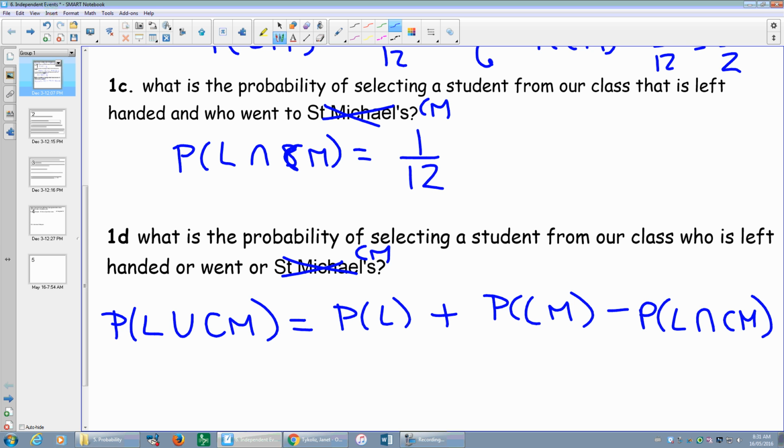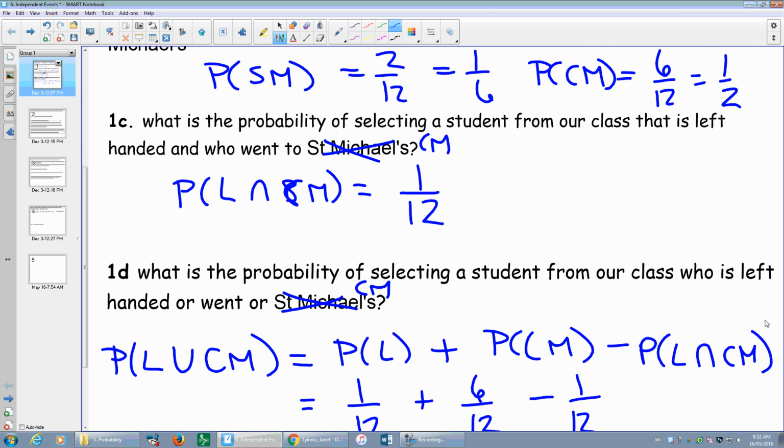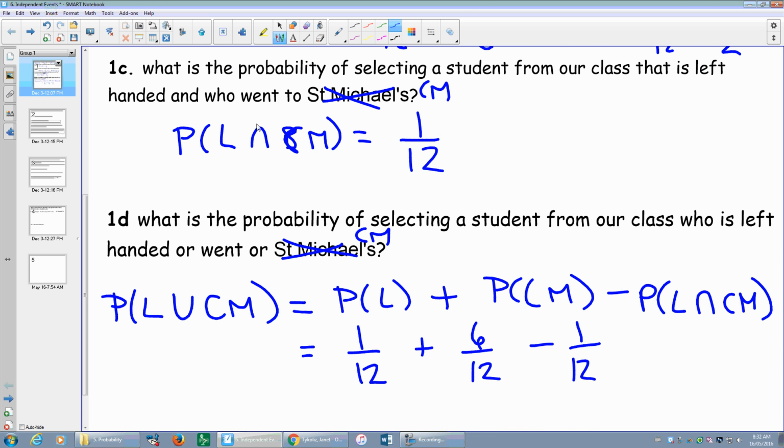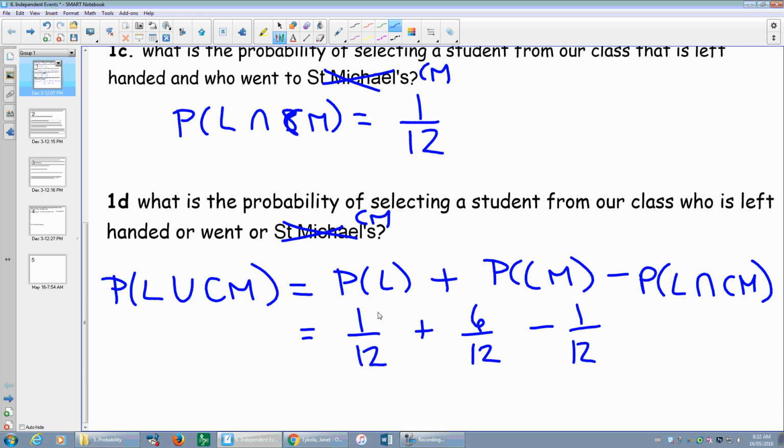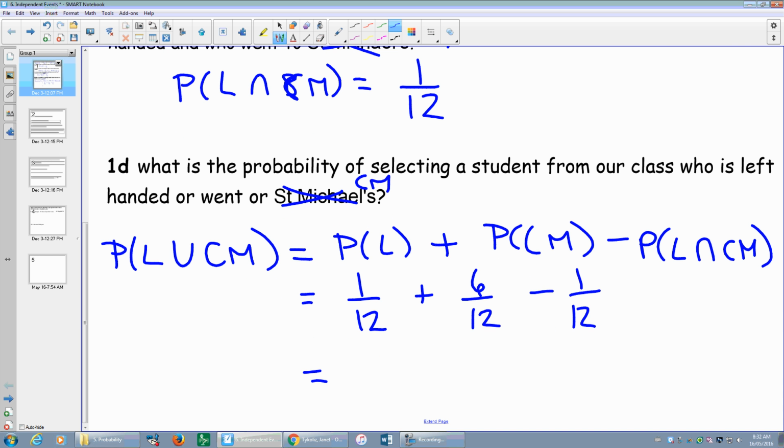Okay, so that's the OR case. So there's a subtraction piece here. So for my left-handed student, I have 1 over 12 plus 6 over 12. And then again, I'm going to minus that 1 over 12, because there was one person who went to Canadian Martyrs and who's left-handed. So that gives me a probability of 6 over 12, which is 0.5.